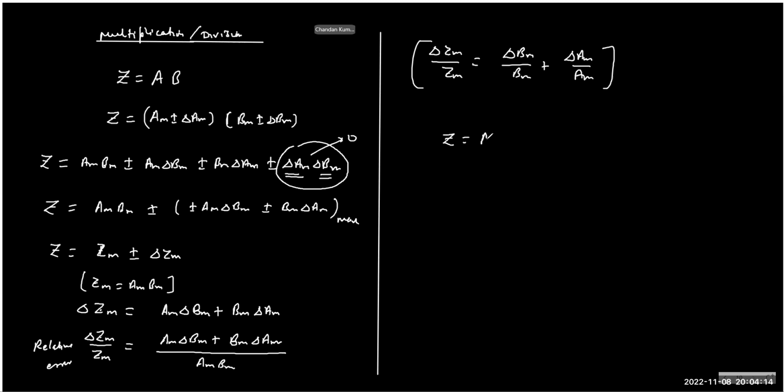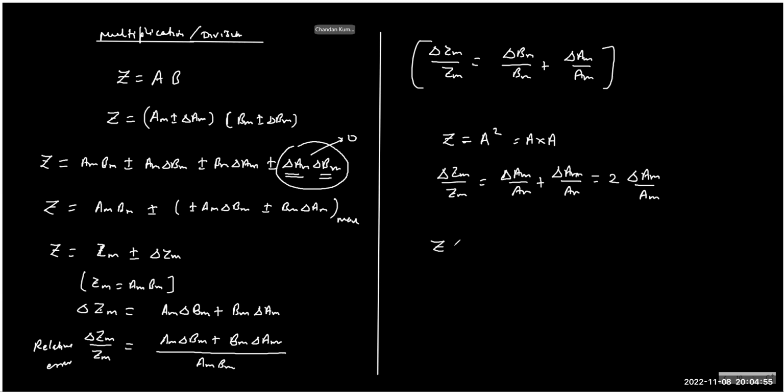Similarly, if I have Z equals A square, then delta Z mean by Z mean will be, so A square we can write as A into A. Can we write like this? So here A and B both are same, right? Which means we can write it as 2 times delta M by M. So what you learn from here? The power gets multiplied in the calculation of relative error. Is this clear?